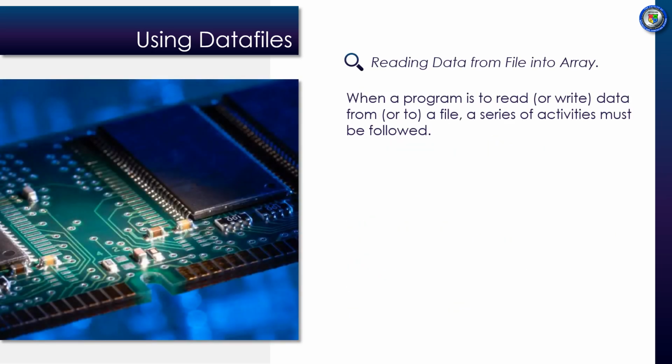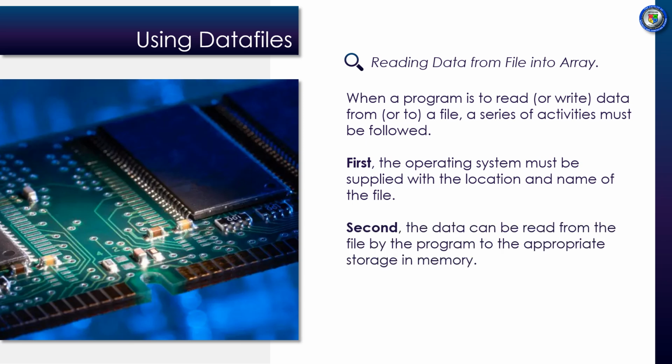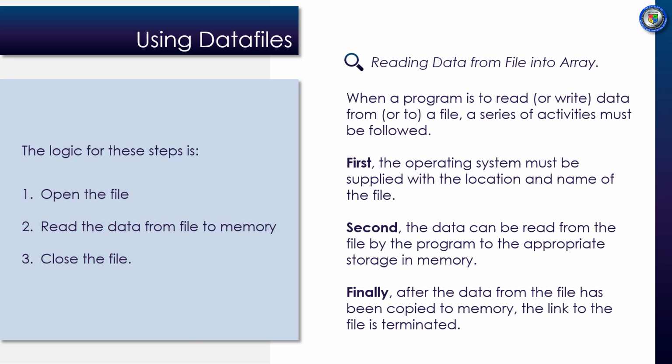When a program is to read or write data to or from a file, a series of activities must be followed. Firstly, the operating system must be supplied with the location and name of the file. Secondly, the data can be read from the file by the program to the appropriate storage in memory. And finally, after the data from the file has been copied to memory, the link to the file is terminated. We can see these logical steps here.